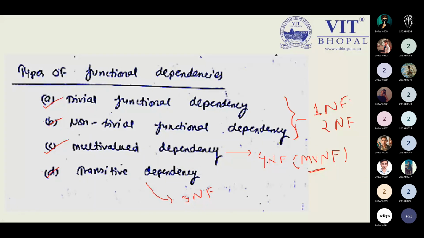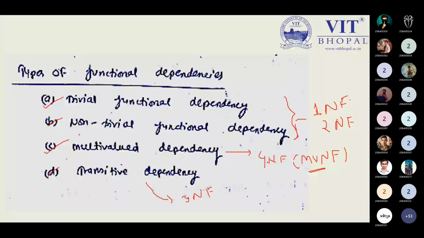We have four types of functional dependencies: trivial functional dependencies, non-trivial functional dependencies, multi-valued functional dependencies, and transitive functional dependencies. Trivial and non-trivial functional dependencies are applicable in the first normal form and second normal form. Multi-valued functional dependencies are available in the fourth normal form and multi-valued normal form. Transitive functional dependencies are applicable in the 3NF. So we have first normal form, second normal form, third normal form, BCNF, then fourth NF, multi-valued normal form, PJNF, and fifth normal form.